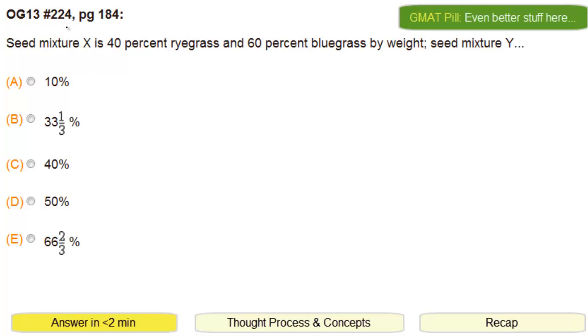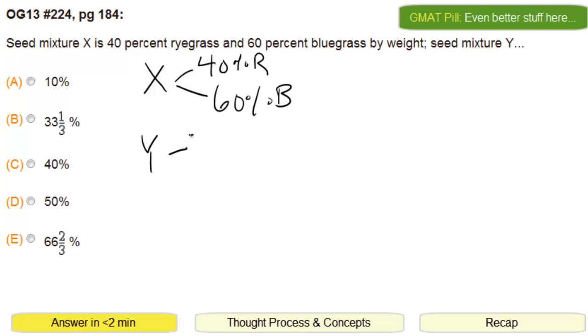Okay, this is question number 224. A seed mixture X is 40% ryegrass and 60% bluegrass. Then we have Y, and we're told it's 25% ryegrass and 75% some other third chemical starting with an F.